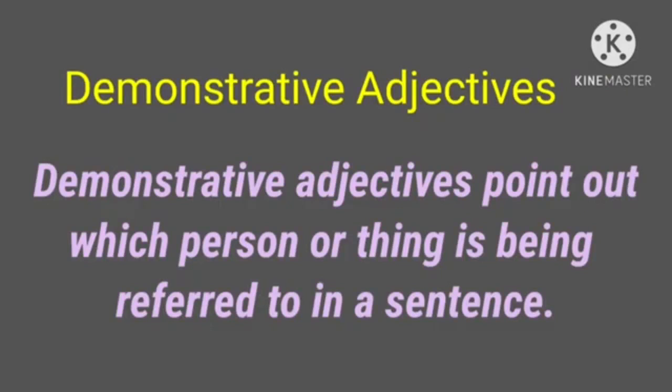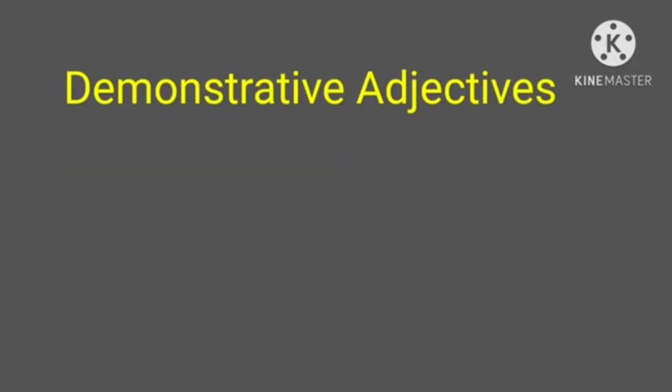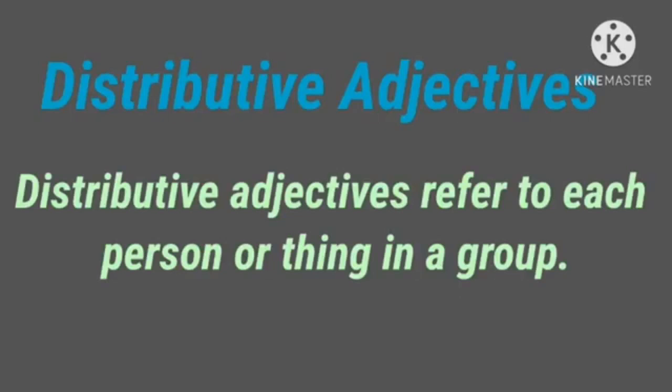Next, demonstrative adjectives. Demonstrative adjectives point out which person or thing is being referred to in a sentence. Distributive adjectives refer to each person or thing in a group.